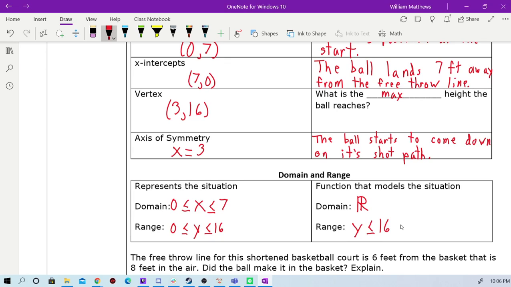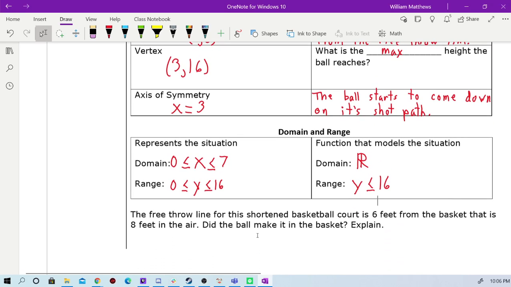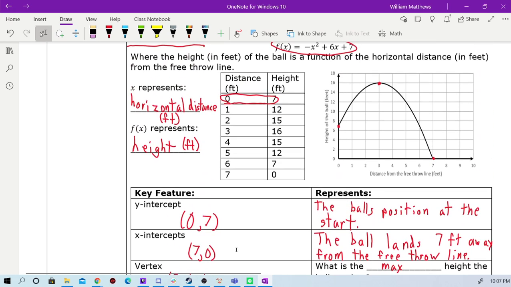Now, for the people who don't play basketball, don't know how a court is set up, the free throw line normally is 15 feet away from the backboard. So we have to treat this as if it was a shortened basketball court to see if this shooter had a chance of actually making the shot. It states that the free throw line for this shortened basketball court is 6 feet from the basket, that is 8 feet in the air. It wants to know, did the ball make it in the basket? And we need to explain.